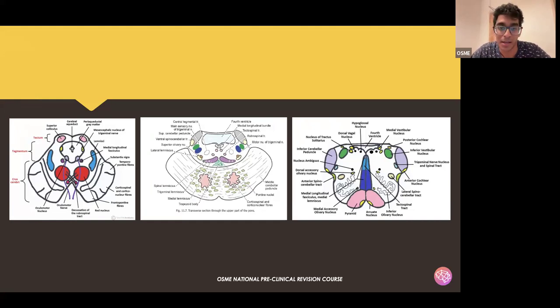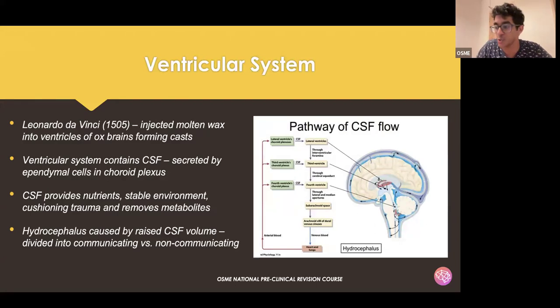But yeah. So now we're going to briefly talk about the ventricular system. The ventricular system's basic structure was identified by Leonardo da Vinci in 1505. He injected molten wax into the ventricles of ox brains and they formed casts. Based on those casts, they went on to work out how the cerebrospinal fluid flows in the actual brain.